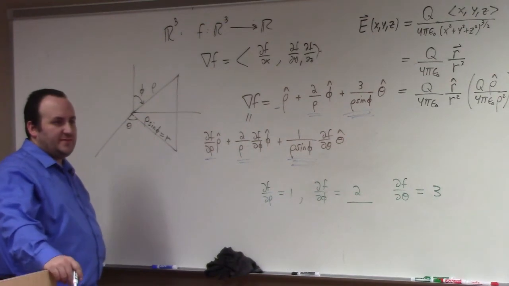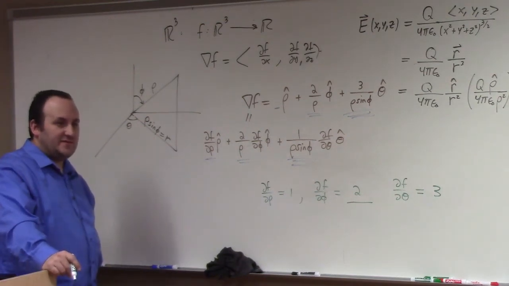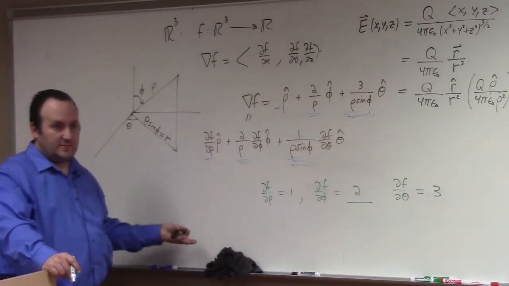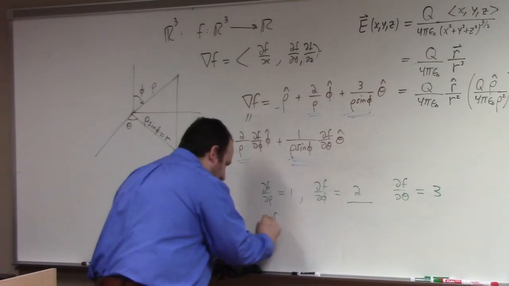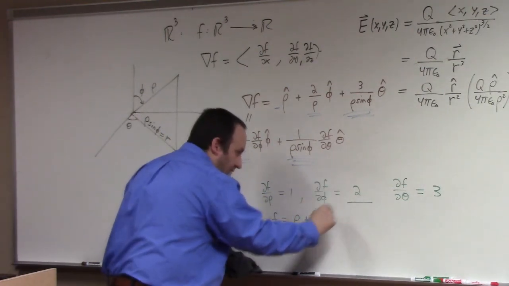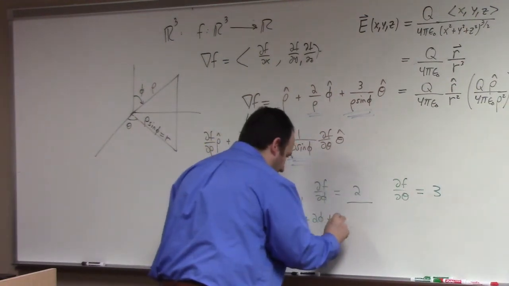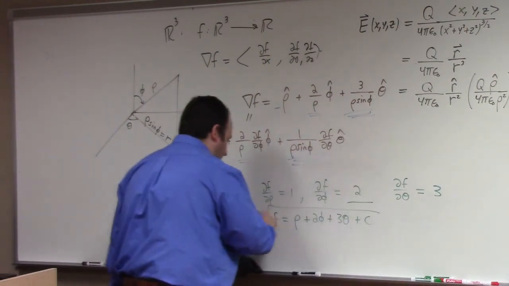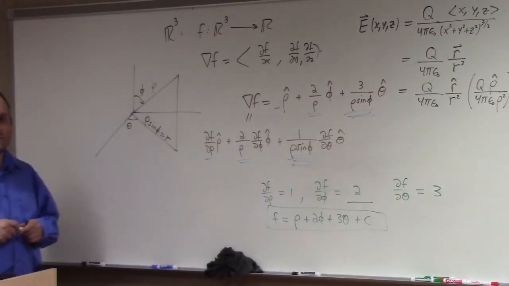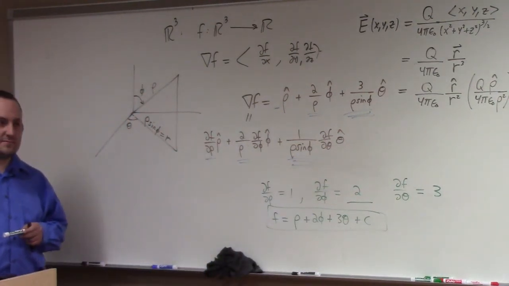Now, I think your problem is slightly more exciting than that. I think you actually have functions rather than just 1, 2, 3. But with 1, 2, 3, those are easy to solve. We just integrate them, right? Integrating this suggests f is equal to rho. This gives me plus a 2 phi. This suggests plus 3 theta plus a constant. There you go. That kind of f will pick up my given spherical vector field as its gradient field.